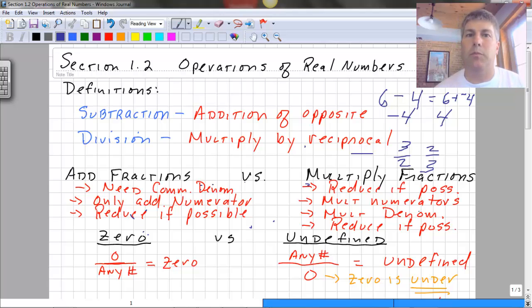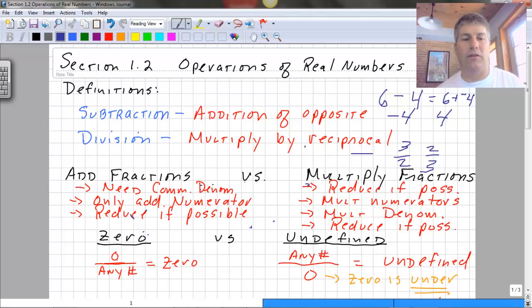As opposed to multiplying fractions, when we multiply fractions, you can reduce at the beginning if you want. You can do that for adding fractions as well. But you just multiply the numerators, you multiply the denominators, and then you reduce. Okay? You don't cross multiply with multiplying fractions.